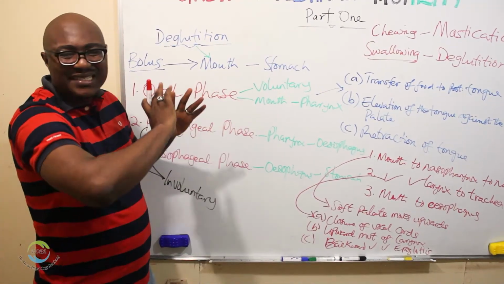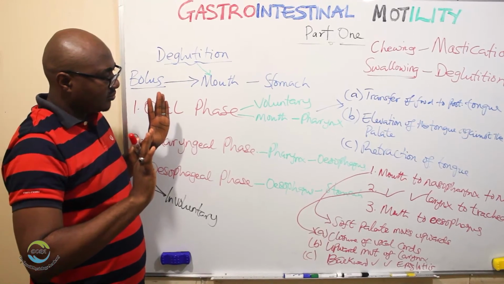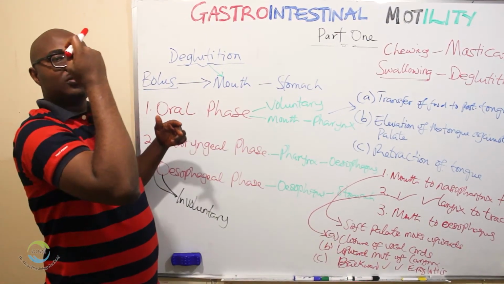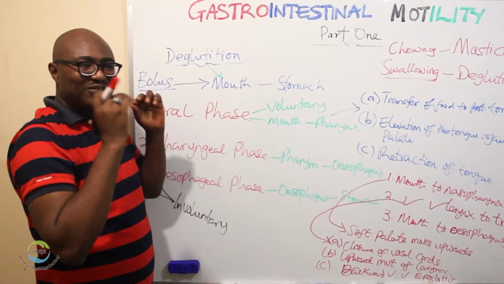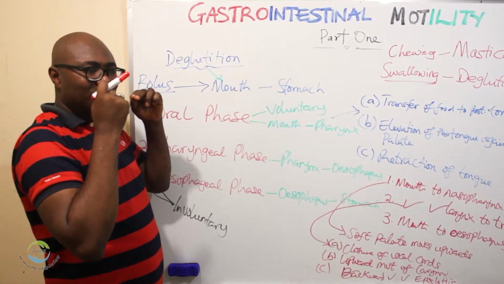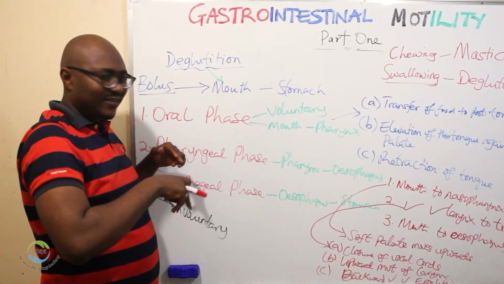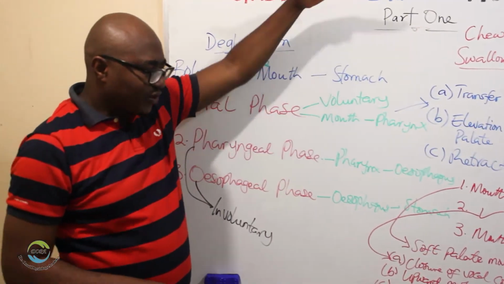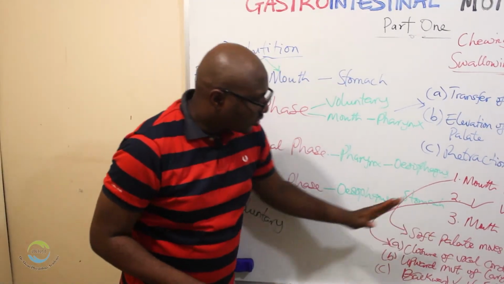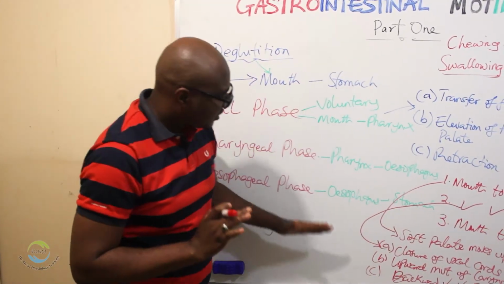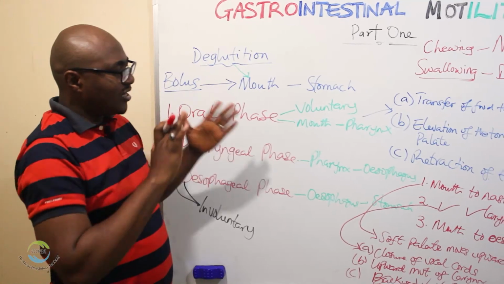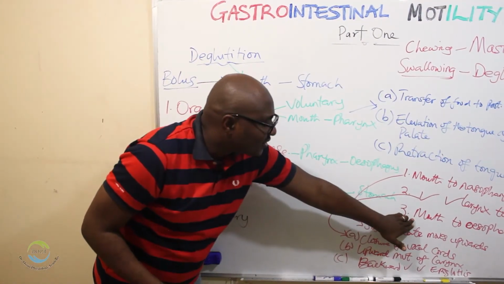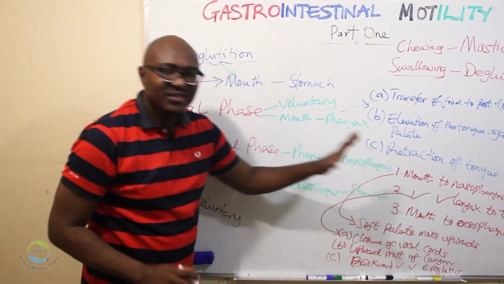Once you arrange it like this, it's easy for you to remember. There needs to be closure of the route to the nose, and closure of the second route to the trachea. The soft palate does that by moving upward. The vocal cords close, the larynx moves upward and the epiglottis moves backward. So it closes those two routes so that there's only one route left, to the esophagus.